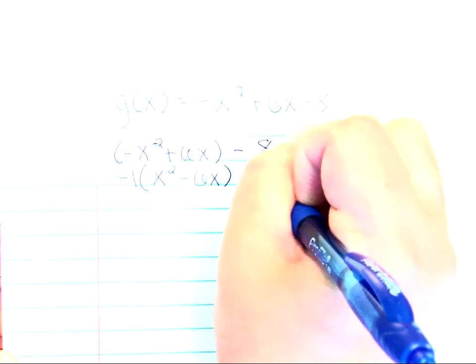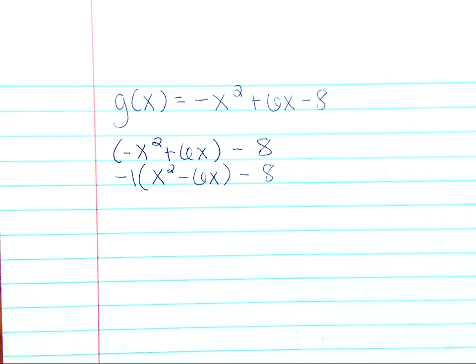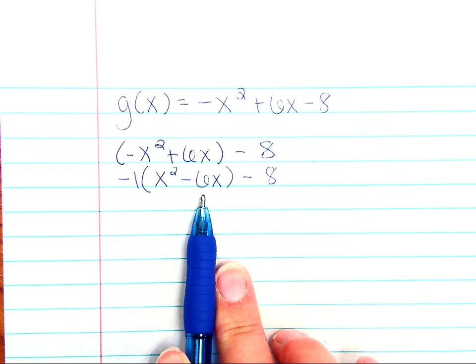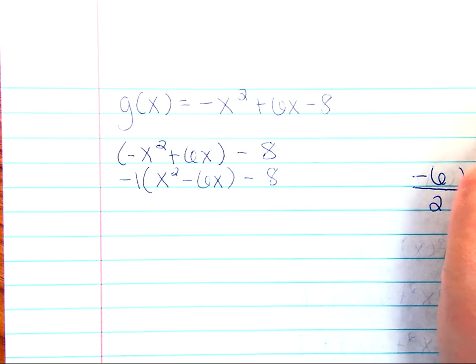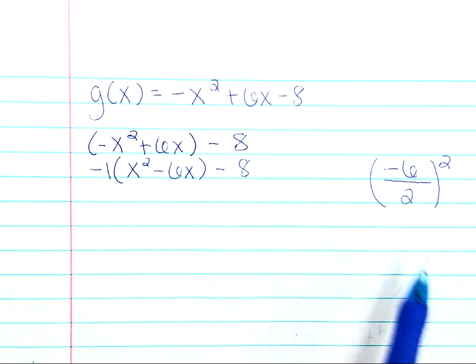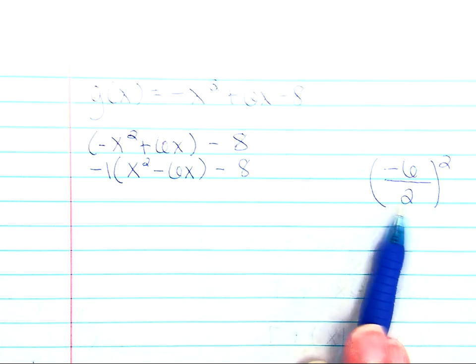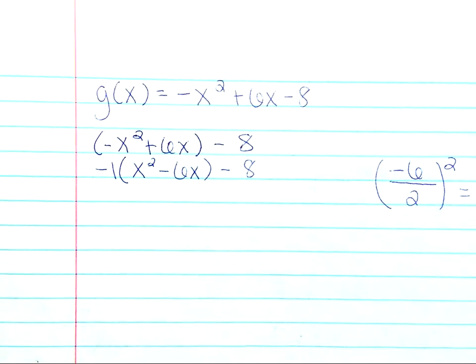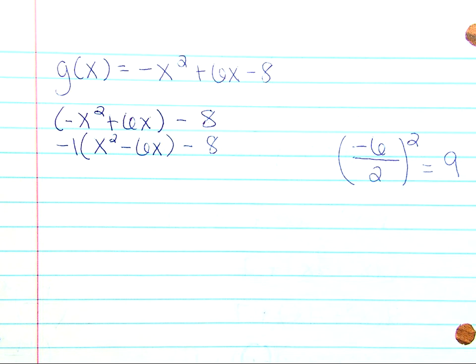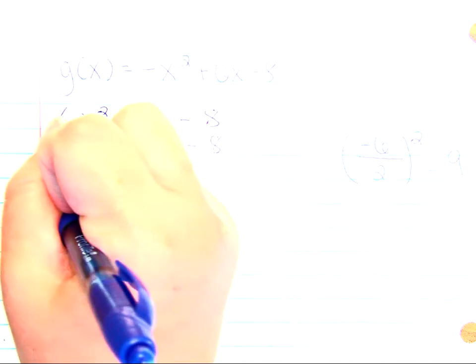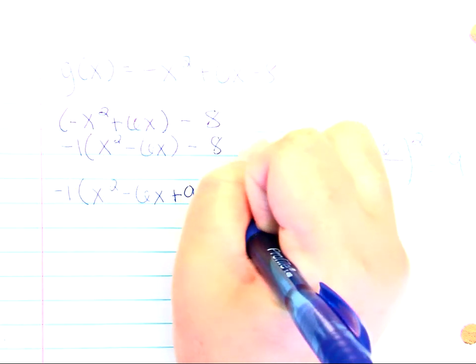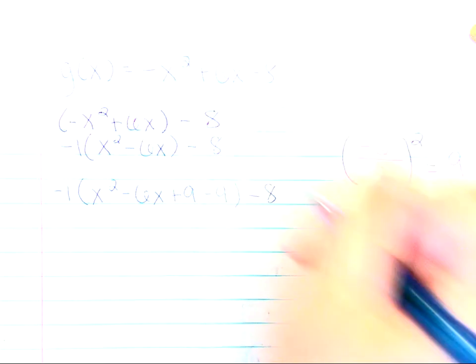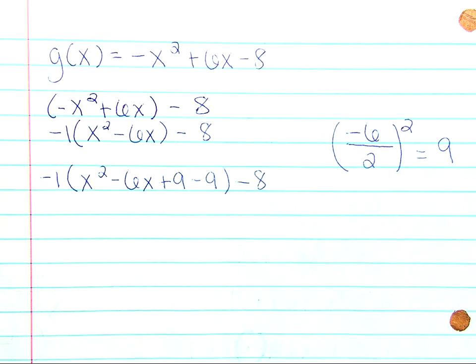Okay, now if you remember, I need to look at this middle term because that's going to tell me what I need to add and what I need to subtract to make this a perfect square. So remember, it should be b, which is negative 6 divided by 2 squared. So that's negative 6 divided by 2 is negative 3 squared is 9. So I know to those parentheses I need to add and I also need to subtract 9. Okay, and I changed my mind. I'm just going to go ahead and finish this one with you.